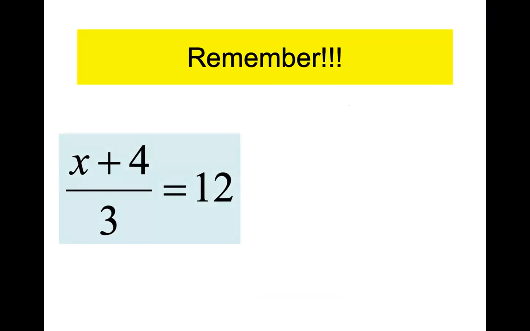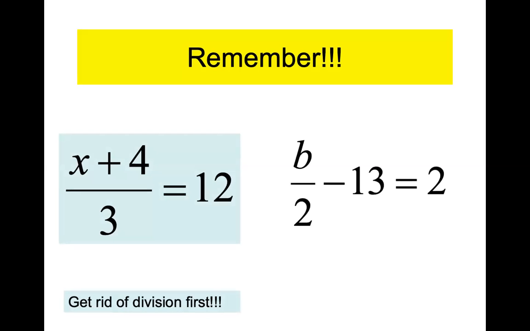Remember, the only time I want you to get rid of your division first is when it looks like this. For some of you, it might be a long fraction bar. For others of you, it might be when there is more than one term in the numerator. This is the one where you get rid of division first. This one we're going to get rid of addition first, or in this case, subtraction, right? Can you visually identify the two?